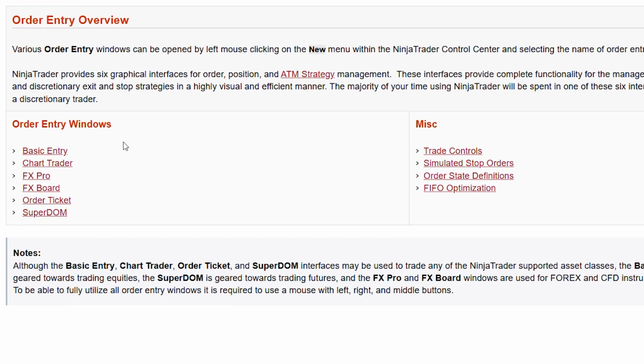NinjaTrader provides 6 graphical interfaces for order, position, and ATM strategy management.